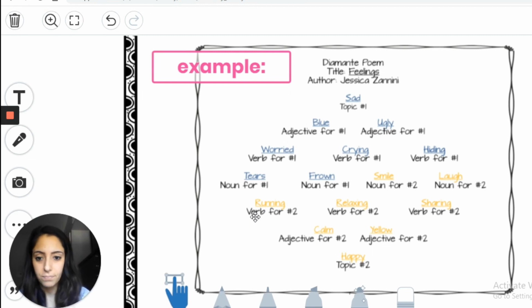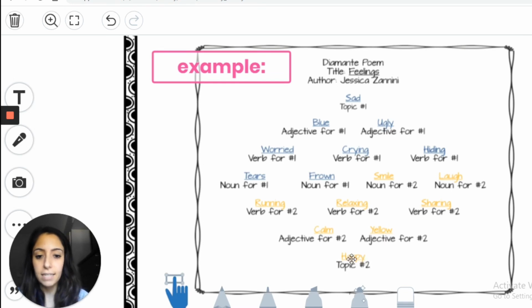7 lines total. So in the 5th line, we're back to the verbs. So thinking 3 actions, what are things you might be doing when you're happy, right? So this person put running, relaxing, sharing. I agree. I would be happy when I'm doing all those things too. And remember, you want all of your actions, all of your verbs to end in ing. Going on to the 6th line. Now we're back to adjectives. So again, words that describe. And in this case, to describe happy, they picked calm and yellow.